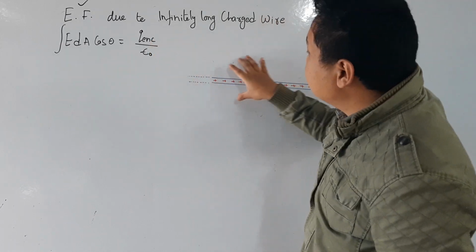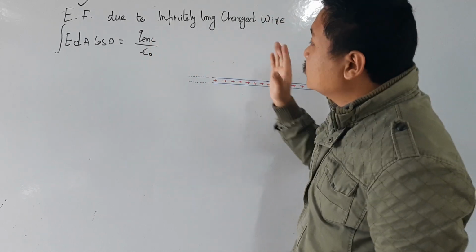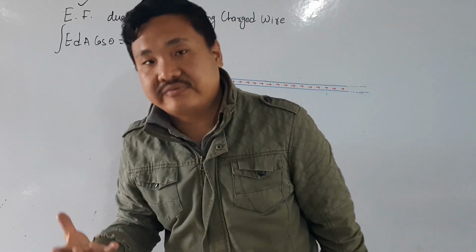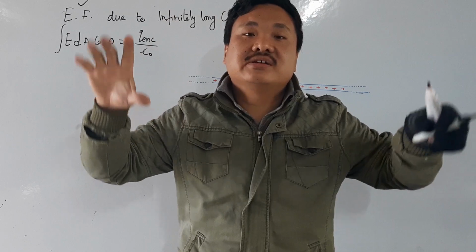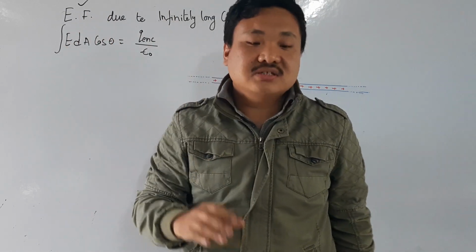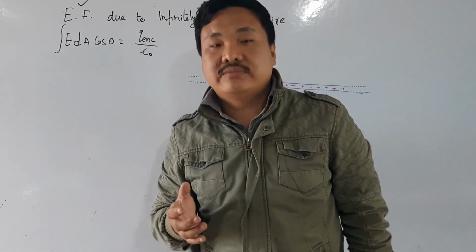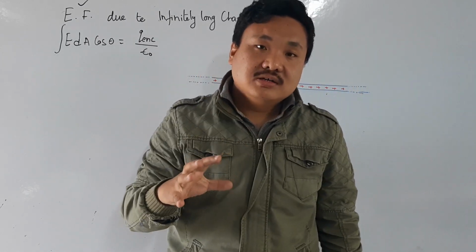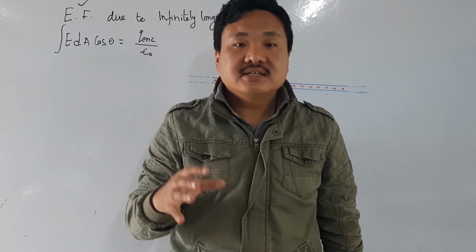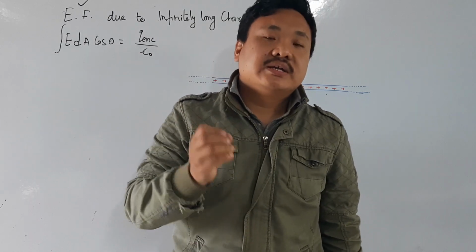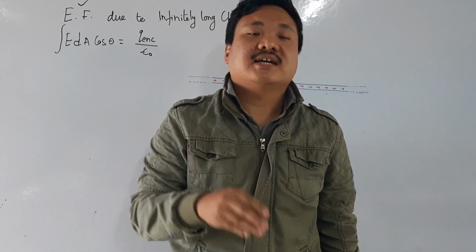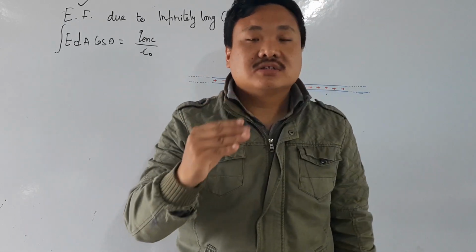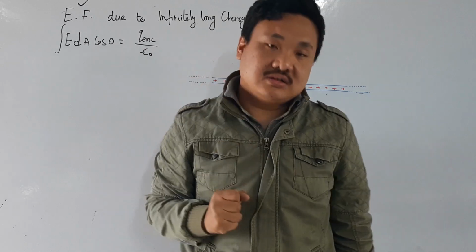So where is this charge enclosed? To find the charge enclosed I have to consider a closed Gaussian surface. We have discussed the Gaussian surface in the previous lecture. A Gaussian surface could be a cube, a cuboid, a cylinder, or a sphere. But here I am calculating the electric field using a cylindrical Gaussian surface.